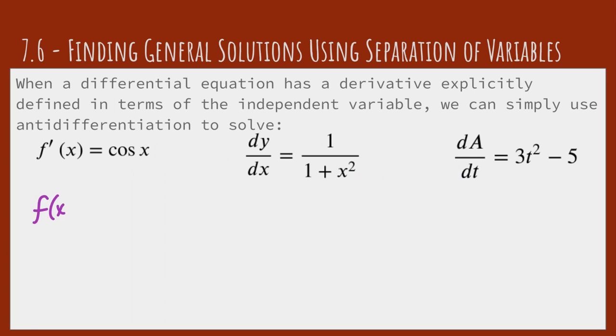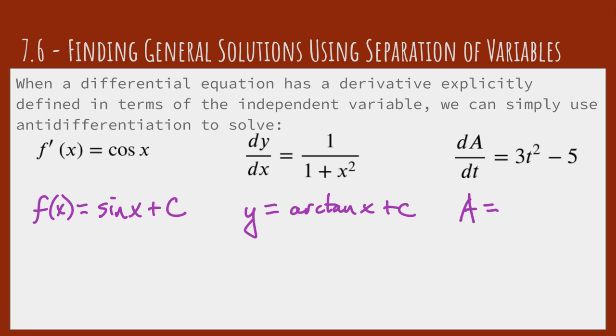So the first one here, f of x, is just going to be sine of x plus c, because the derivative of sine of x is cosine of x. On this one, we're going to have y equals arctangent of x plus c. Last one, we're going to have a equals t cubed minus 5t plus c. So all of these, we're just taking the antiderivative of the expression.